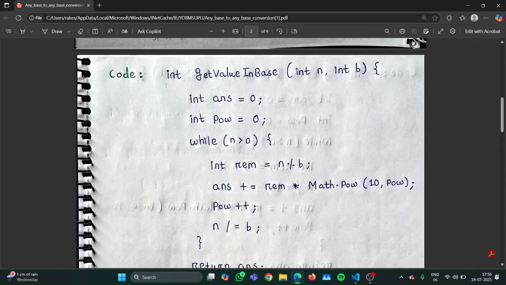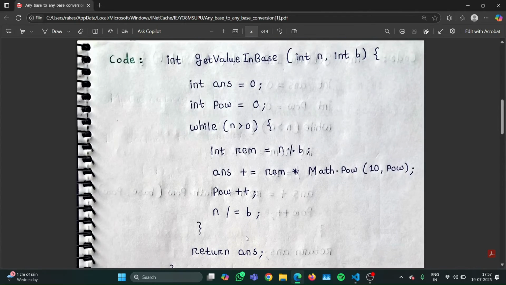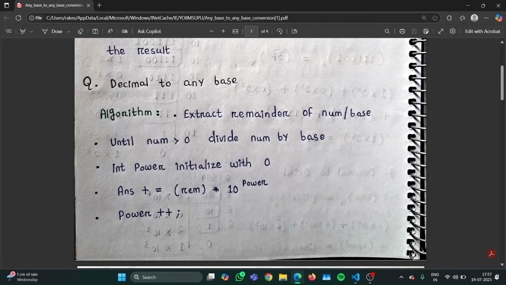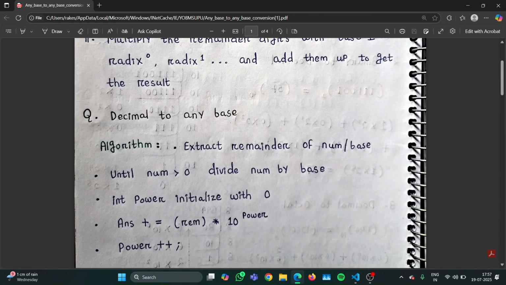So the code for this will be: we will be given a number n that will be in decimal, and we will be given a base that is octal or binary or any given base. We can simply extract the remainder by dividing the number recursively with the base of the number system that we are trying to convert it into, then multiply the remainder with the place value that is power of 10. Then we can get the required number in our required base. So that is our logic for converting decimal to any base.